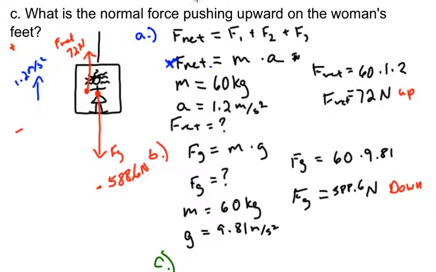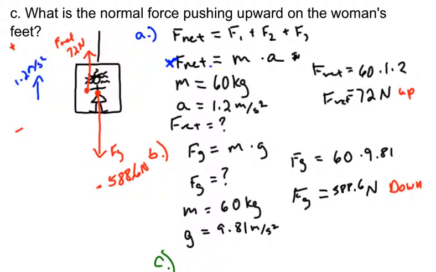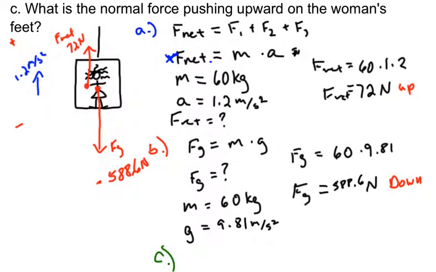So if that doesn't make sense, let me show you the equation here. Fnet, the net force, is equal to all our forces acting on this woman. Well, we know one of them is the force of gravity. That's what's pulling her down. Well, what's pushing her up? The elevator's pushing her up. So the thing that's pushing her up here, that's the normal force. That's the thing that's pushing her up.